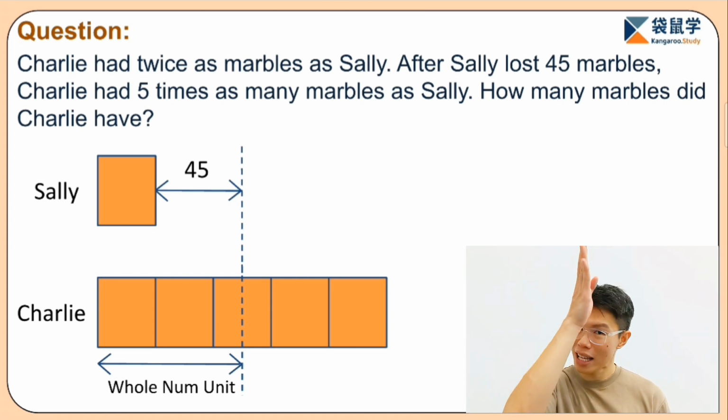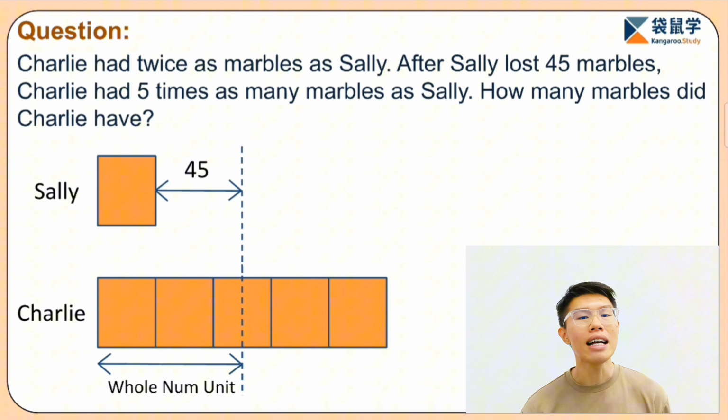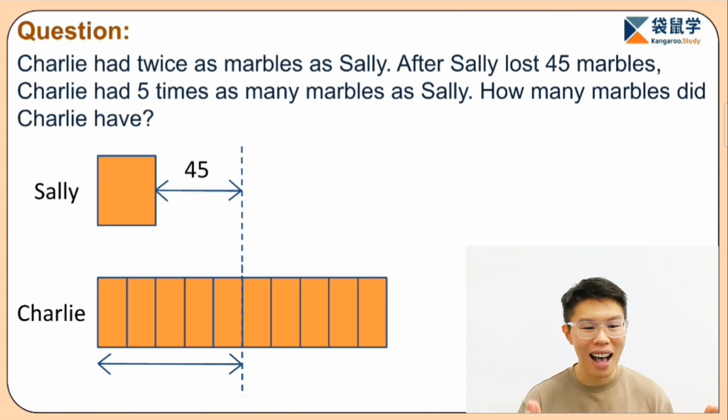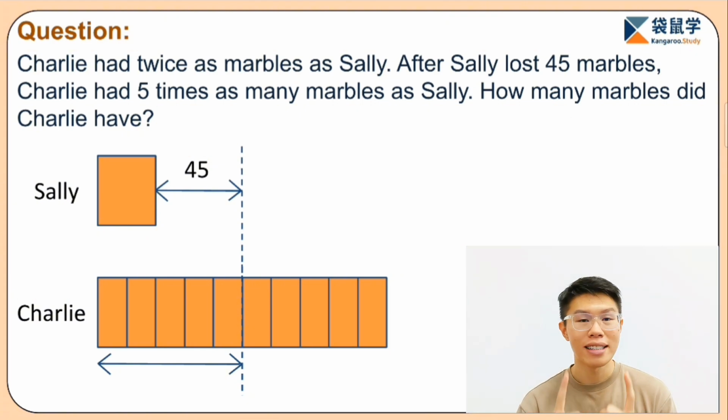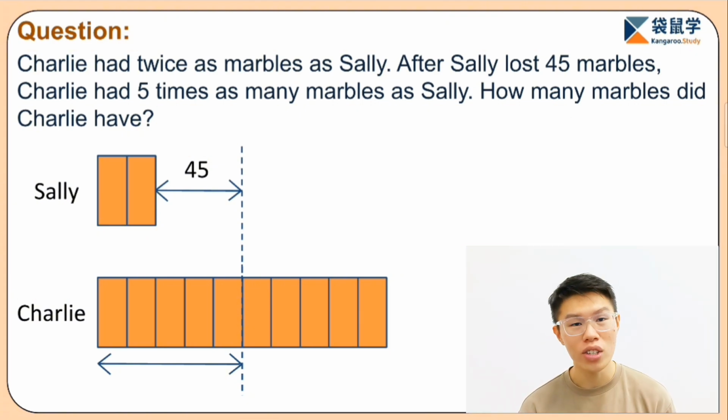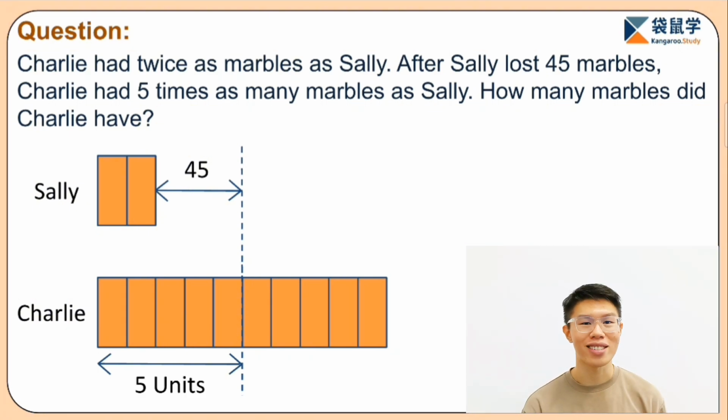Instead of cutting right in between 5 units, let's cut each unit into half. So how many units does Charlie have now? It is 10 units. Don't forget to do the same for Sally. So cut that 1 unit into 2. Alright, so let's try again. How many units of marbles did Sally have in the before situation? It is 5 units. Okay, now we have a whole number unit.